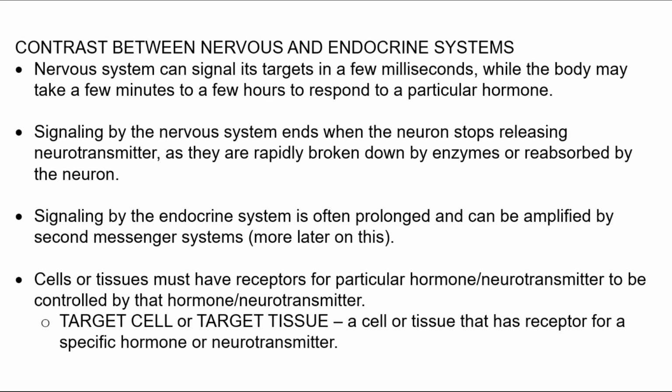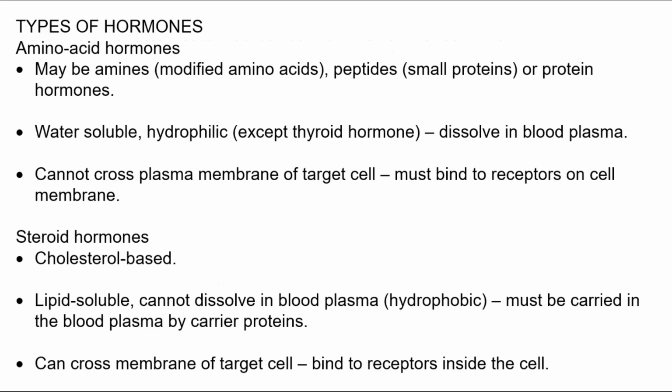The term target cell or target tissue means that a cell or tissue has a receptor for a particular hormone or a particular neurotransmitter. Focusing specifically on the endocrine system, we see that there are two major classes of hormones, the amino acid hormones and the steroid hormones.